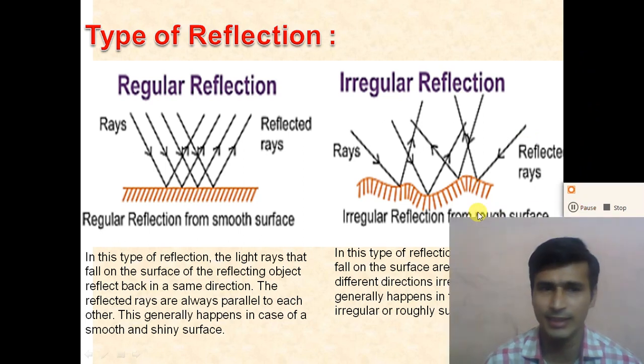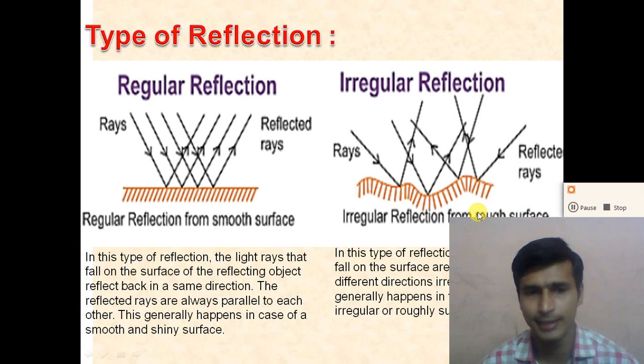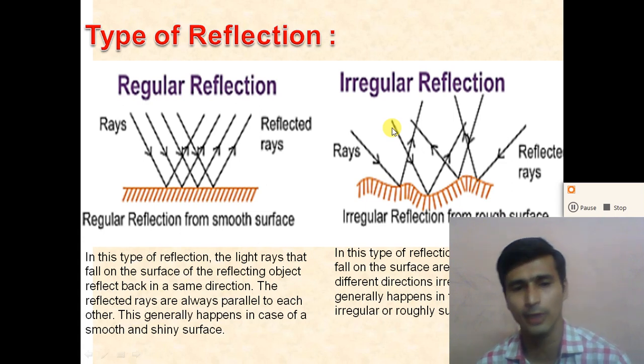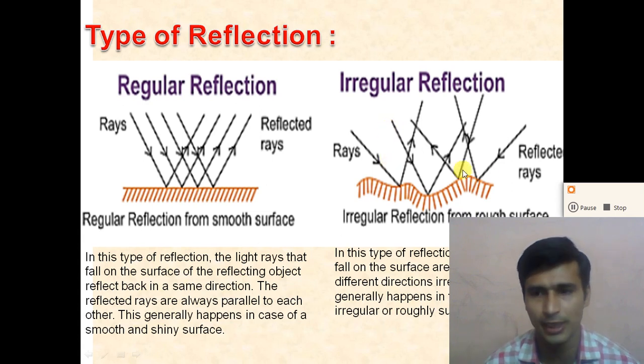So dear students, understand what we mean by regular reflection and irregular reflection. I repeat once again. When the light rays fall on the surface and the reflected light is in the same direction, this type of reflection is called regular reflection. And when the rays of light fall on the surface and the reflected light is in different directions irregularly, this type of reflection is called irregular reflection. Reflection from a smooth polished surface and from a plane mirror are examples of regular reflection, and reflection from a rough surface and from all other objects are examples of irregular reflection.